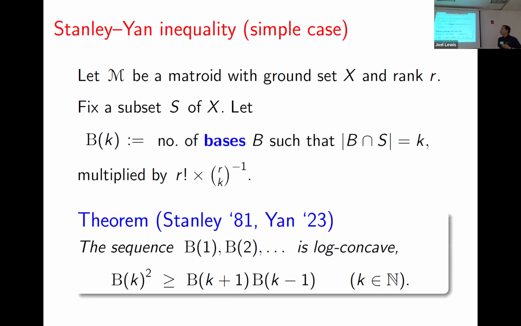What is this inequality? For this one, we change our view a little bit. Rather than focusing on independent sets, we focus on the bases, which are the maximal independent sets. Here, let us fix a subset S of the ground set. Let Bk be the number of bases of the matroid such that the number of elements coming from this special subset S is exactly equal to k. I will also rescale this number Bk by some binomial coefficient. This is just a natural step, no need to worry too much about that. The Stanleyan inequality states that this sequence B1, B2, B3, up to Bn is again a log concave sequence.